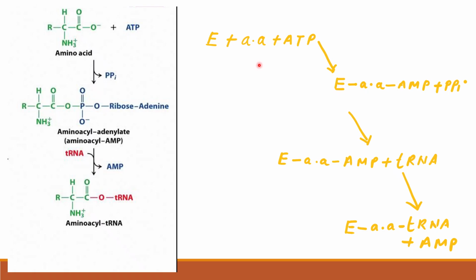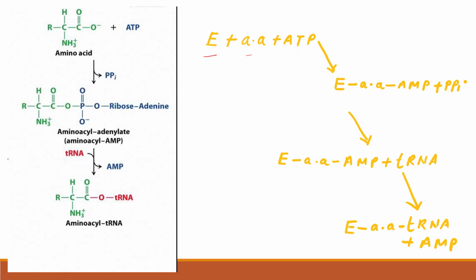Now, imagine that this whole thing is the enzyme surface, or active site. What is happening? Charging takes place in two steps. In the first step, the enzyme, amino acid, and ATP, these are the three things which are interacting together.